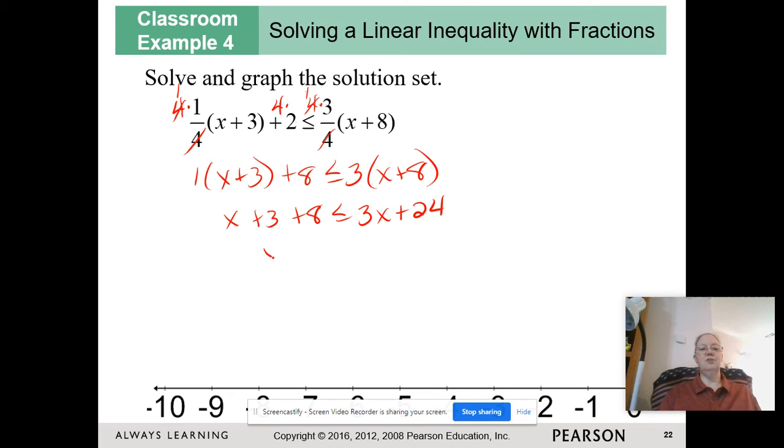I'm going to combine like terms. So my 3 plus 8 is 11. Get the x's together first. Try as best you can to make sure the end result is positive. So I'm going to subtract my x. And subtract my 24.